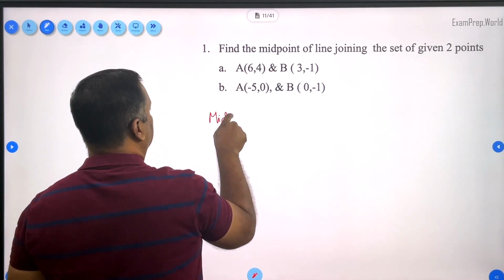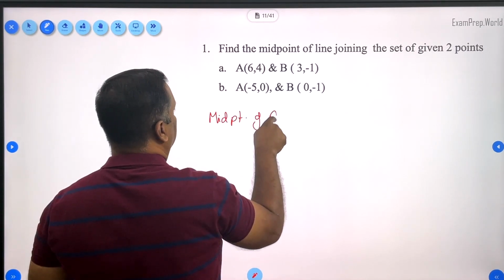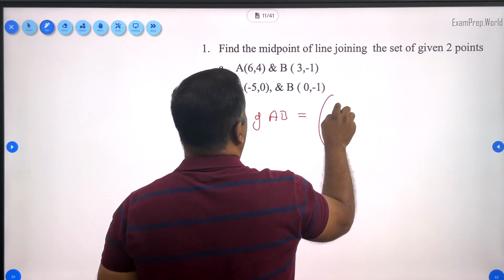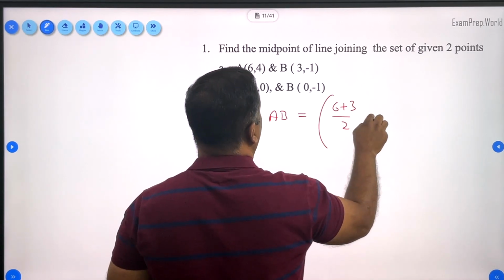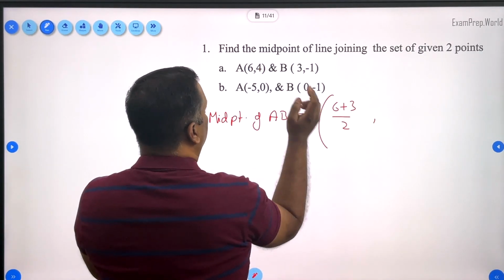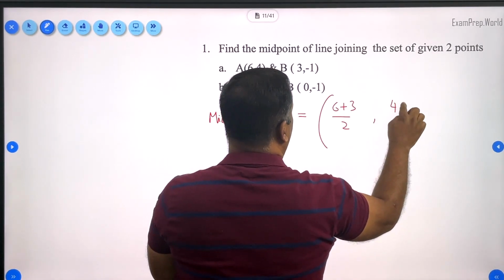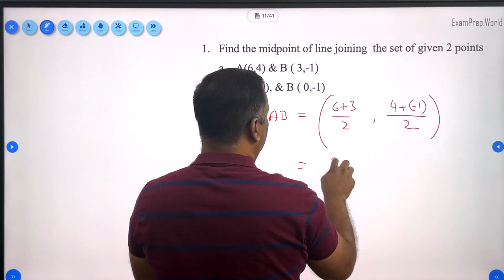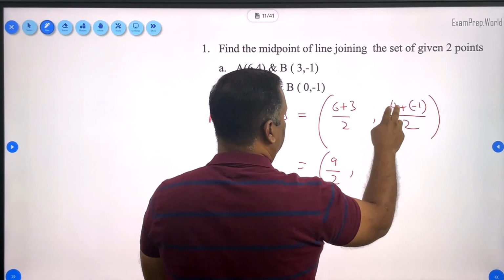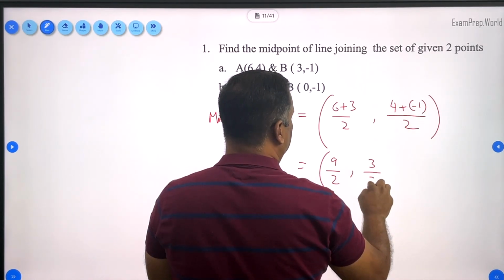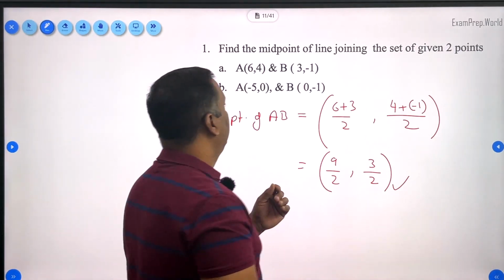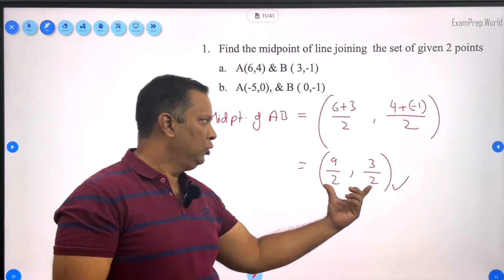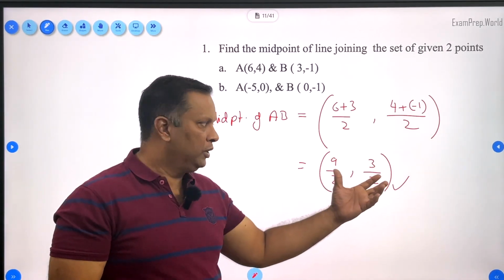So we write midpoint of AB is 6 plus 3 by 2, x1 plus x2 by 2, and y is 4 plus minus 1 by 2. So which is 9 by 2 and 3 by 2. That's your midpoint of the first question, this line AB. Easy. You can leave it in fraction. Don't have to worry about the decimal.